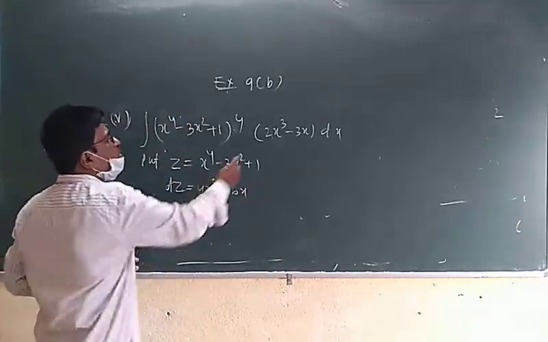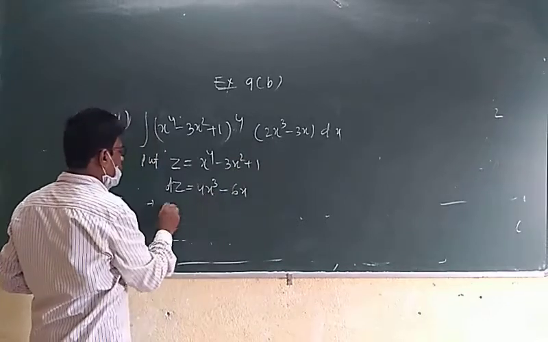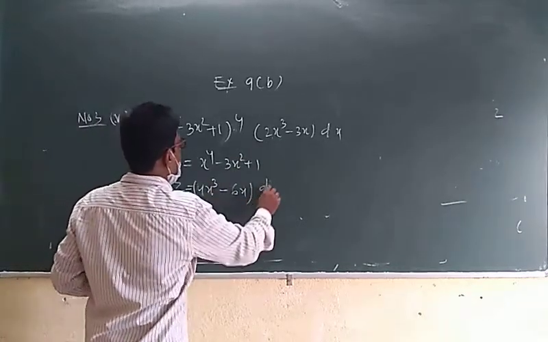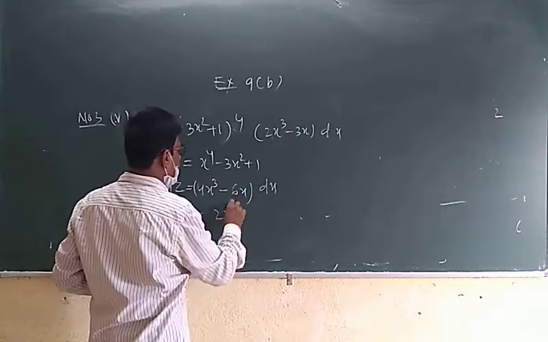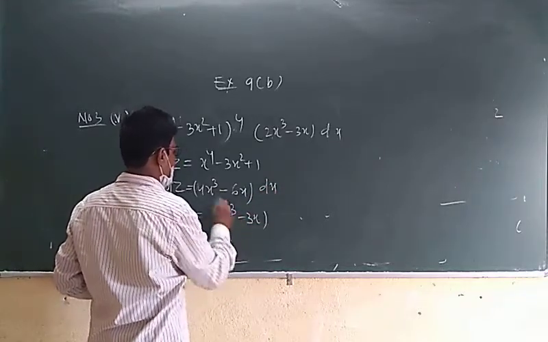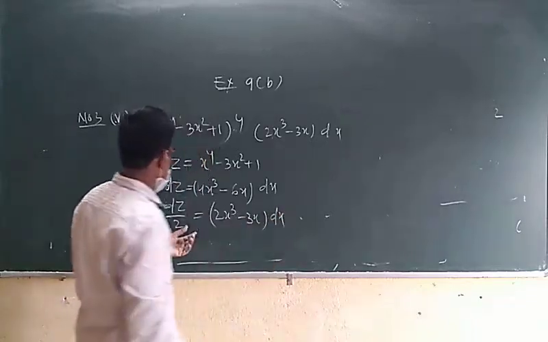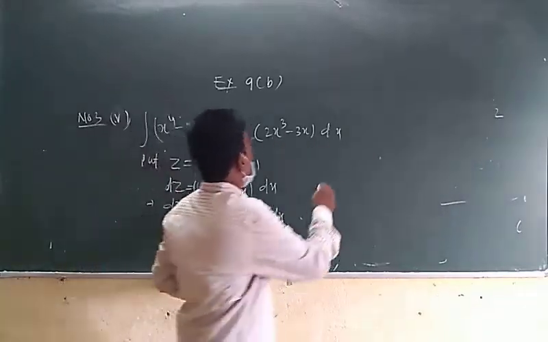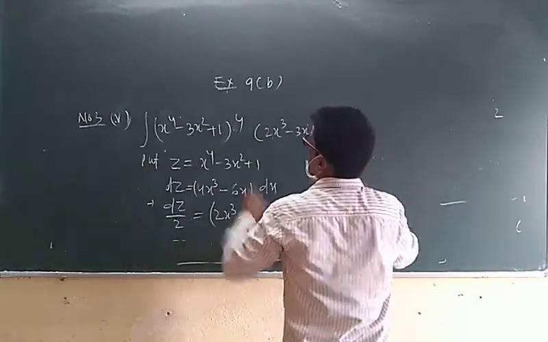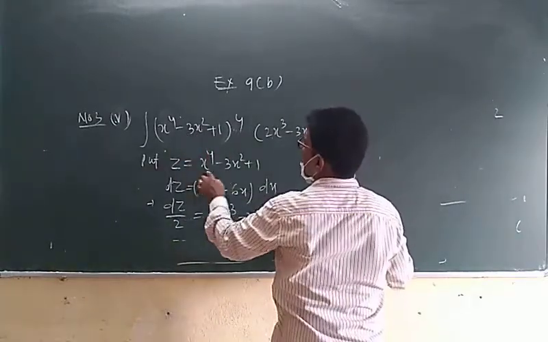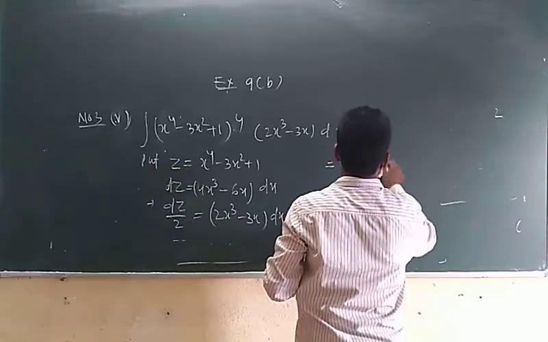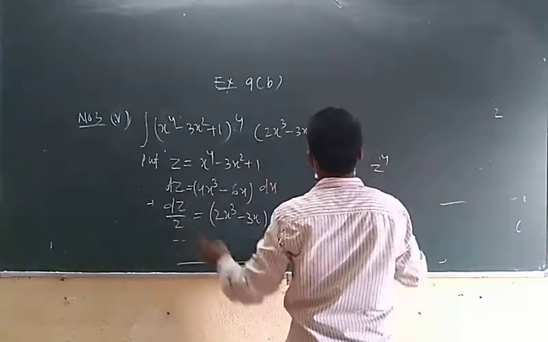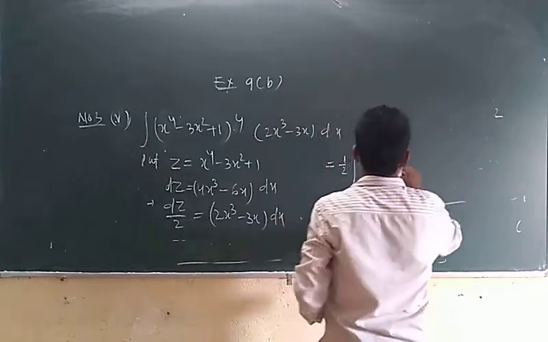Dividing by 2 on both sides, dz by 2 is equal to 2x cube minus 3x dx. Look, for 2x cube minus 3x dx, dz by 2 will remain. So z to the power of 4, 2x cube minus 3x whole into dx is equal to dz by 2, taking half outside, that is dz.